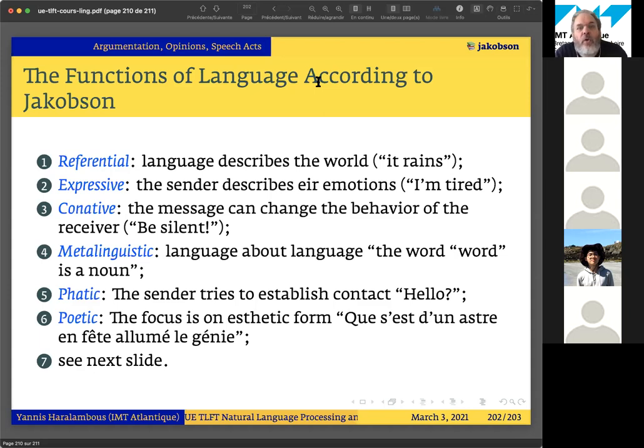Third function is conative. Conative is using language to change the behavior of the receiver. So addressing a request, an order, an advice. So be silent. It usually ends with an exclamation mark.